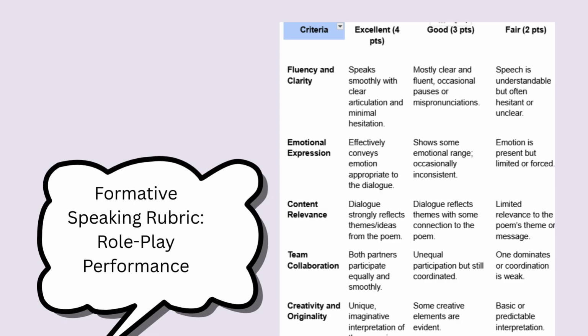For emotional expression, excellent if it effectively conveys emotion appropriate to the dialogue. Good. Shows some emotional range, occasionally inconsistent. Fair. Emotion is present but limited or forced. For content relevance, excellent if dialogue strongly reflects themes and ideas from the poem. Good. Dialogue reflects themes with some connections to the poem. Fair. Limited relevance to the poem's theme or message.